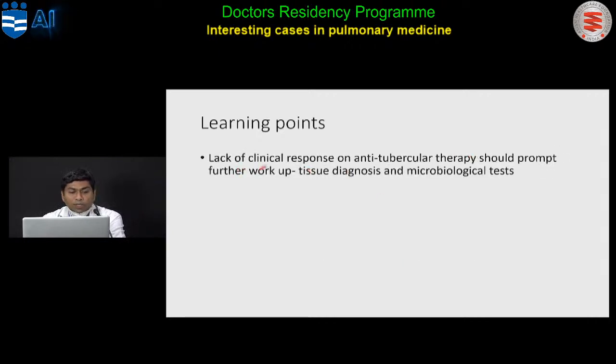The most important thing is a lack of clinical response. Even if a patient has been started on antitubercular treatment, if the patient fails to respond to this antitubercular treatment, then this should prompt further workup of the diagnosis, basically by tissue diagnosis and microbiological tests.